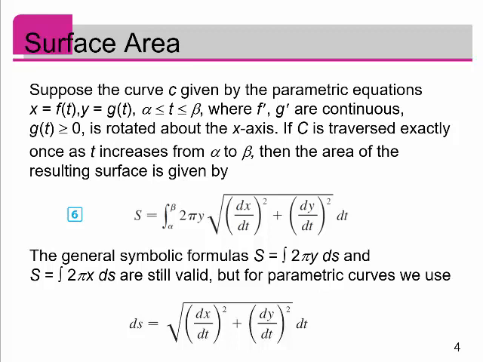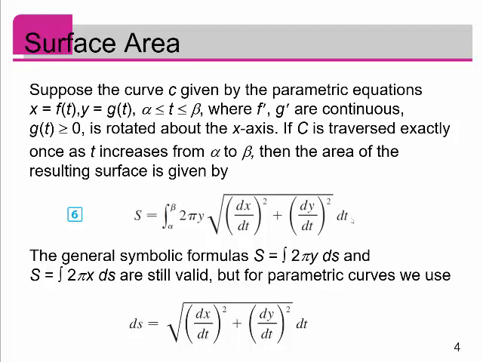So what we're doing here is rotating this about the x-axis. We want to find the surface area, so we take this curve and rotate it around the x-axis. If C is traversed exactly once as t increases from alpha to beta, then the surface area is the integral from alpha to beta of 2 pi times y. Remember, y is a function of t, times the square root, and if you remember, this is just the arc length, dx dt squared plus dy dt squared, dt. So it's just a formula.